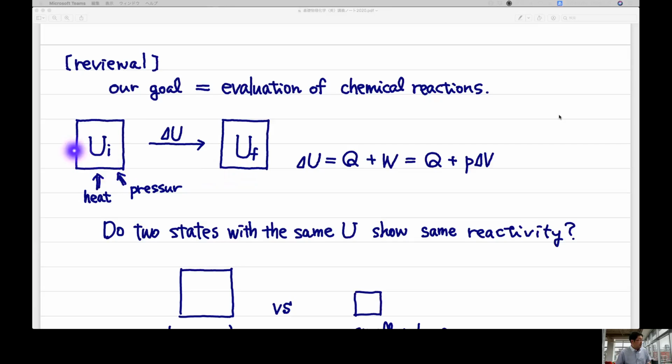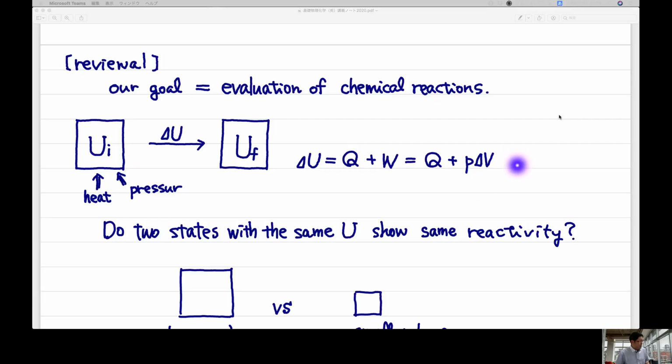So this is the initial internal energy, Ui. This is the final internal energy, Uf. And the difference of the internal energy can be described by Q plus W. Q means the heat and W means the work. Work is pressure times delta V. This is work.